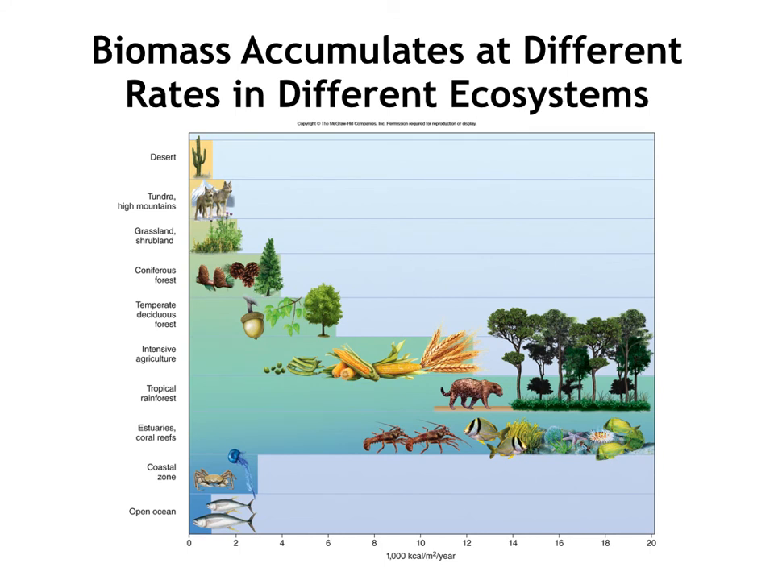So in this figure we see how biomass accumulates at different rates in different ecosystems. Differences in net primary production are chiefly due to temperature, rainfall, and nutrients. Interactions among species also boost productivity. Looking at this figure, what ecosystems have the highest rates of biomass accumulation?